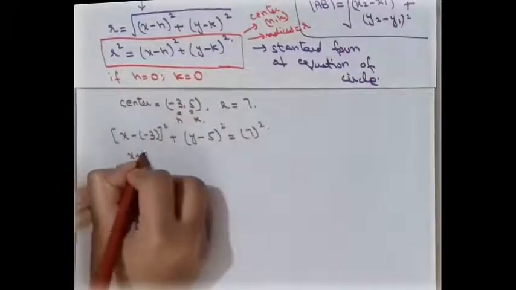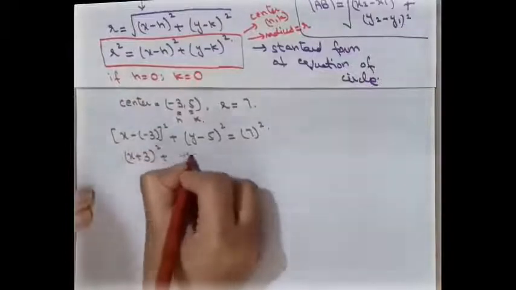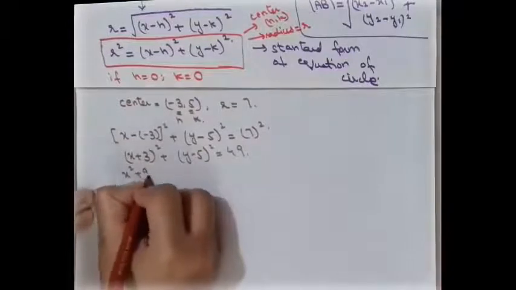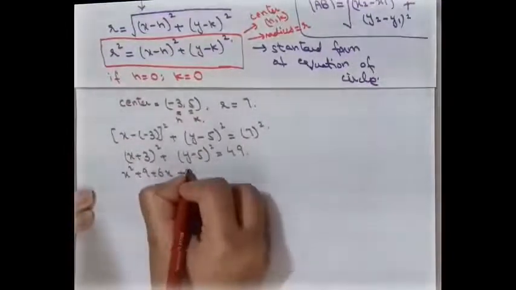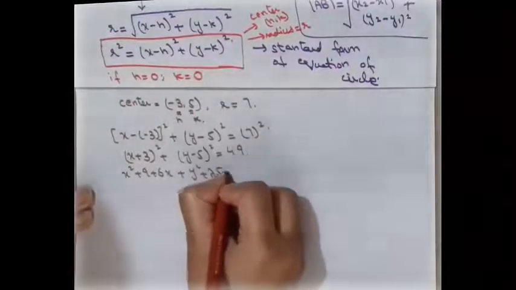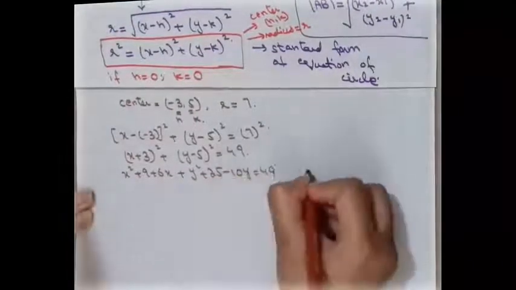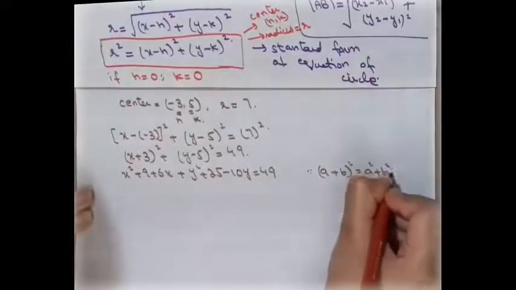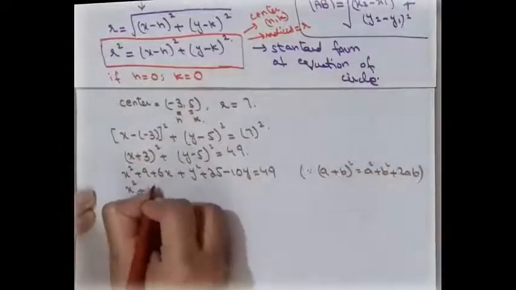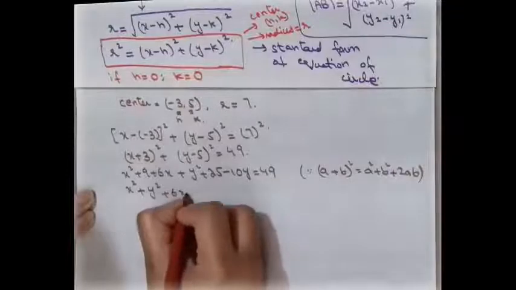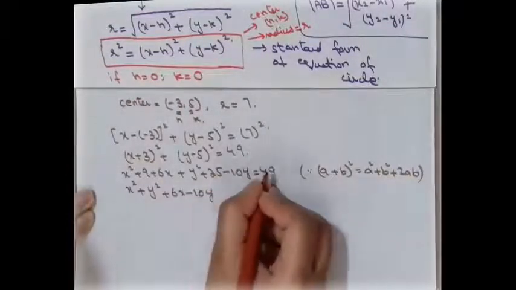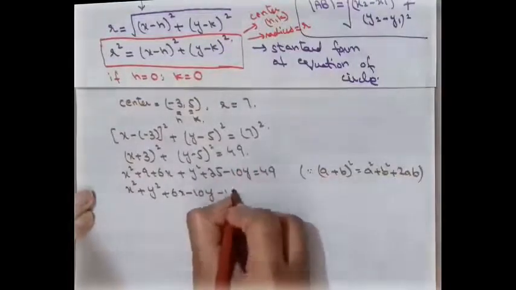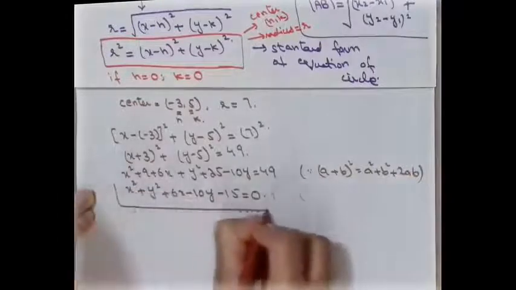Now we compute this to simplify: (y - 5) square is equal to 49. It will be x square plus 9 plus 6x, plus y square plus 25 minus 10y, which is equal to 49. We apply the formula here, (a + b) square equals a square plus b square plus 2ab. So x square plus y square plus 6x minus 10y, and to compute all the values, take 49 to the left-hand side, then it will be -15 equals 0.